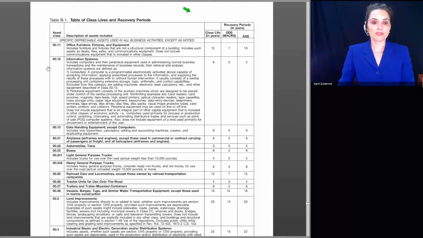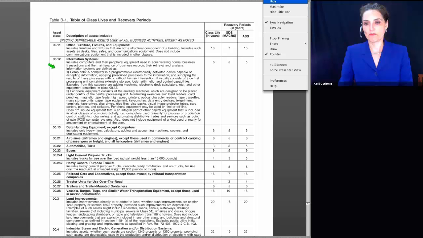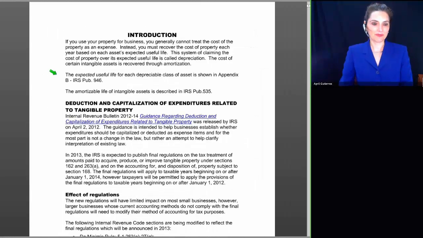And all of the exercises we'll have are going to require that you do computations that involve the useful life of an asset, and how you figure out what the useful life of an asset is in the appendices for 946. In this case, it's table B1. And all of the assets are listed here. So we're going to come back to this in a little bit. And for now, back into the body of the manual.